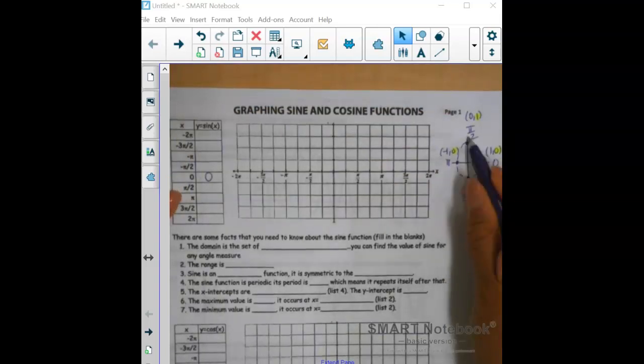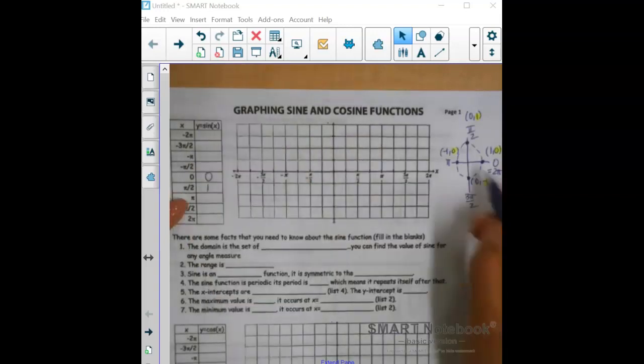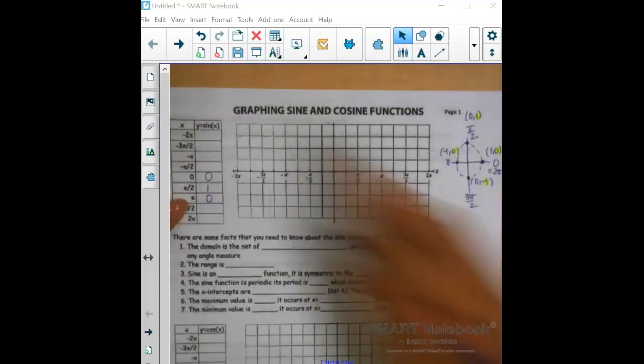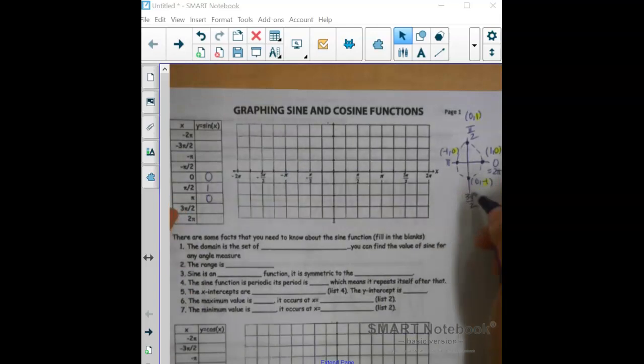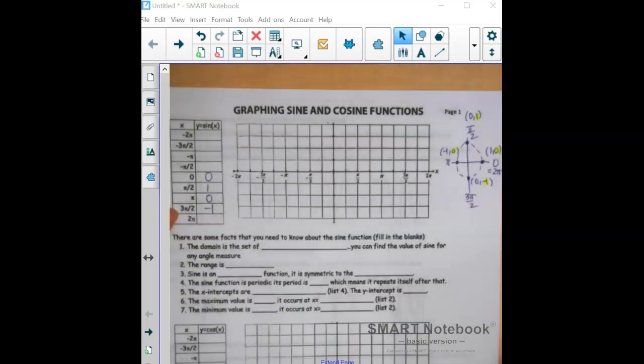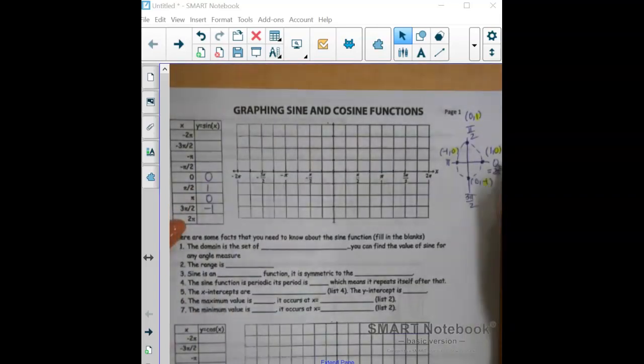At pi over 2, which is this guy here, your sine value is 1. At pi, your sine value is 0. At 3 pi over 2, your sine value is -1. And at 2 pi, your sine value again is 0.